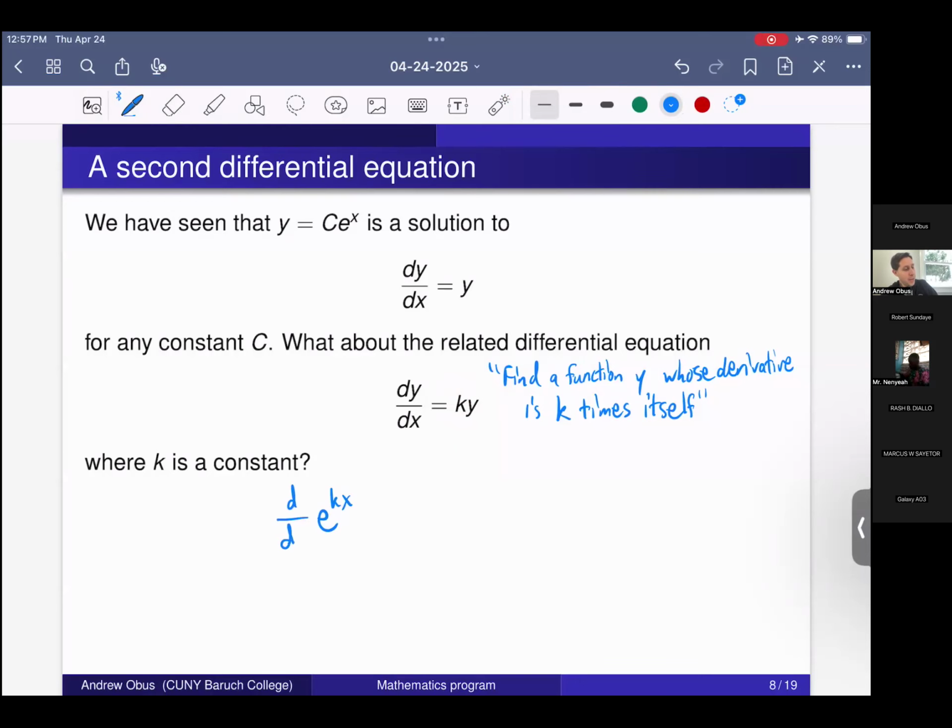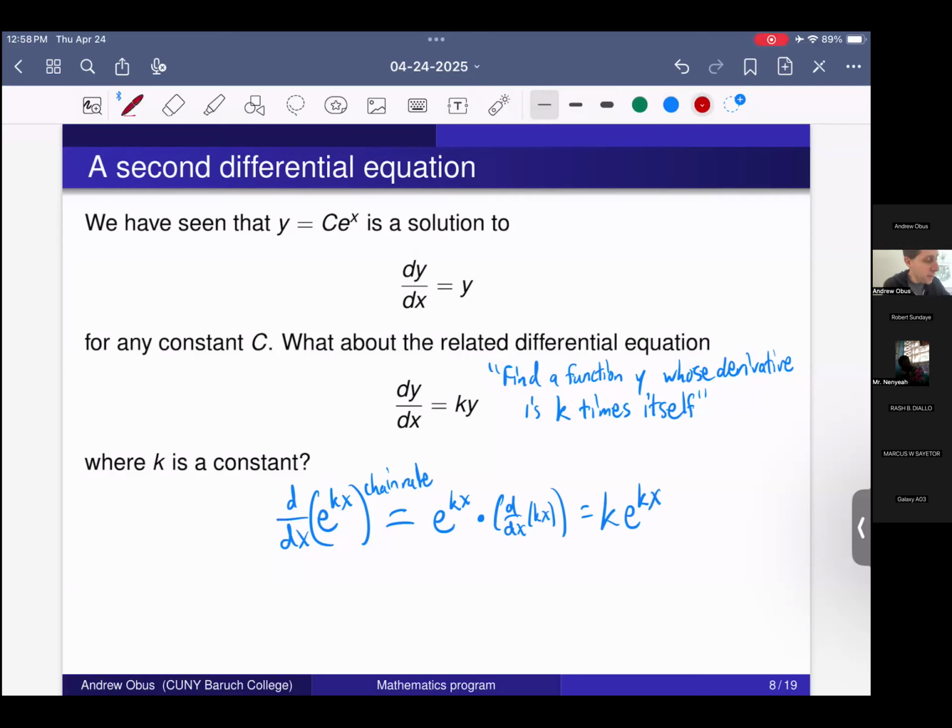What happens when we take the derivative of e to the kx? Well, we know by the chain rule, it's e to the function of x. So the derivative is just e to the same function, e to the kx, but because of the chain rule, we have to multiply by the derivative of kx, so by d dx of kx. But the derivative of kx is just k when k is a constant. So this is equal to k times e to the kx.